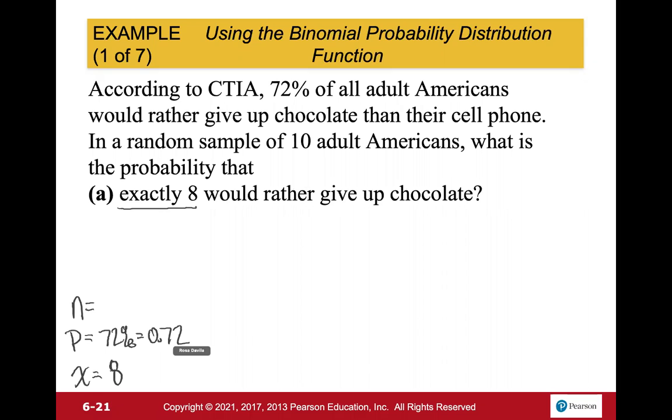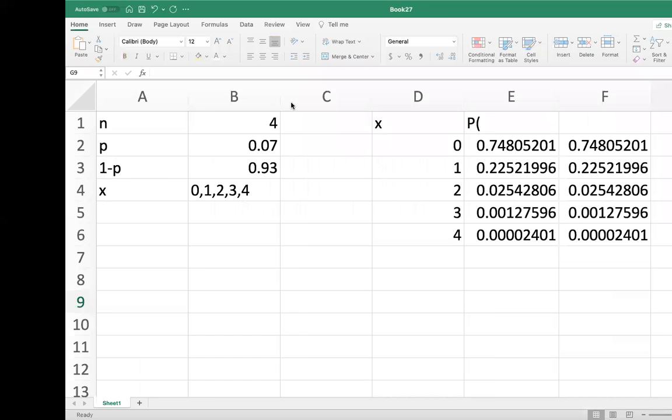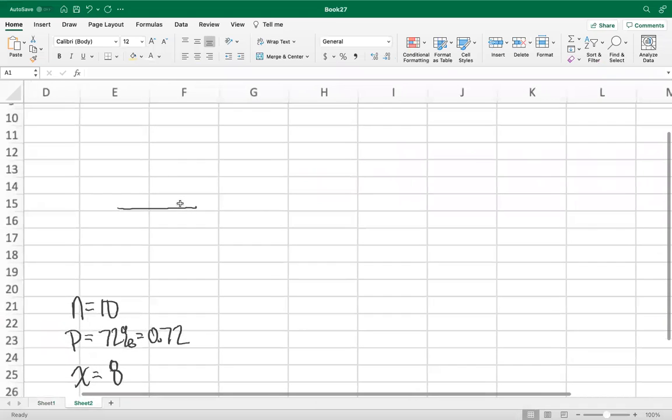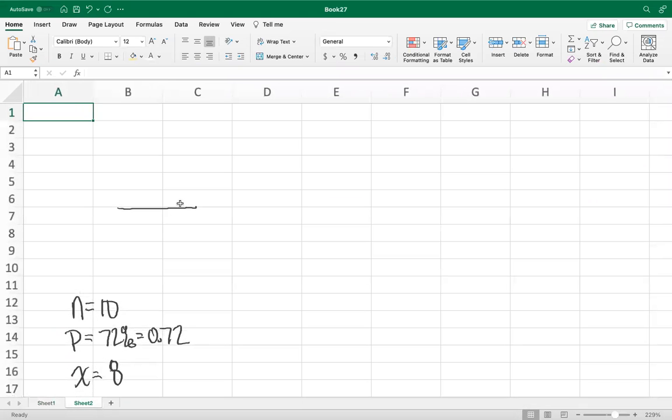So 72% of all adult Americans would rather give up chocolate than their cell phone. A random sample of 10 adults, so that gives us what N is. N is equal to 10. And in a random sample of 10 adult Americans, what is the probability that exactly 8 would rather give up chocolate? And let's take it over to Excel. So here, zoom in a little bit. Here we have N equaling 10. P is equal to 0.72. And X, we want exactly 8.